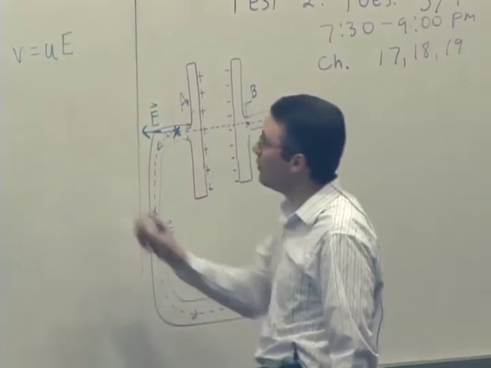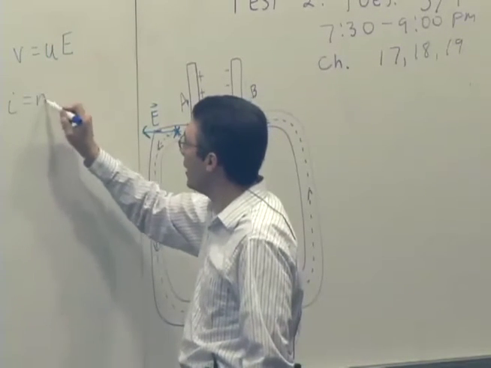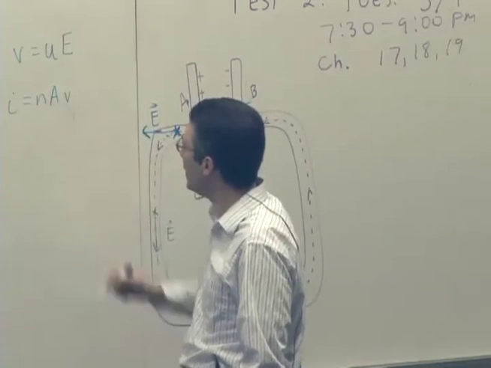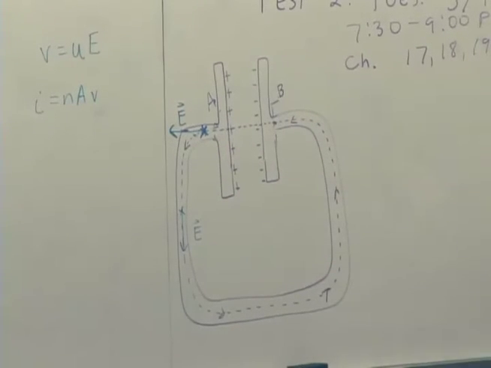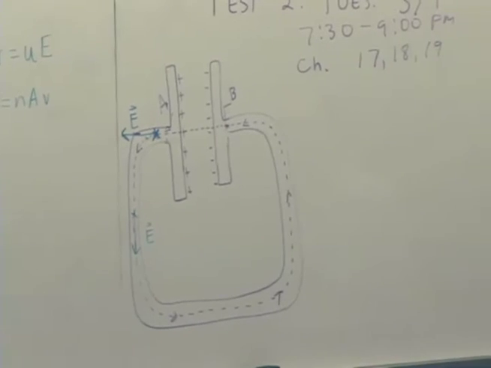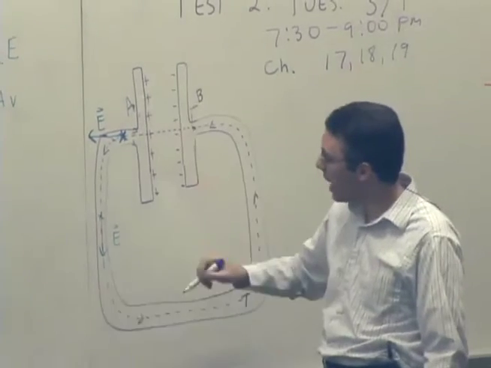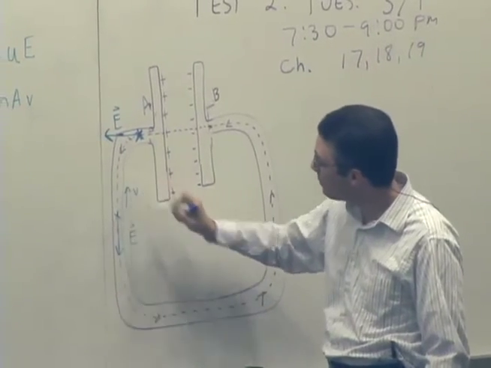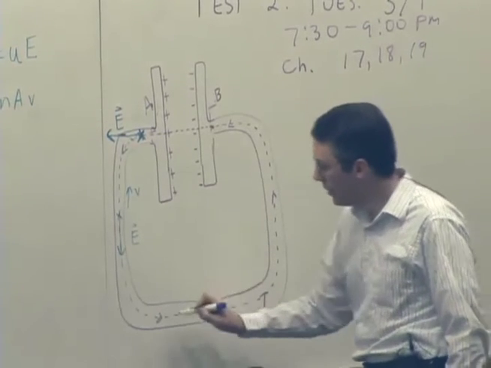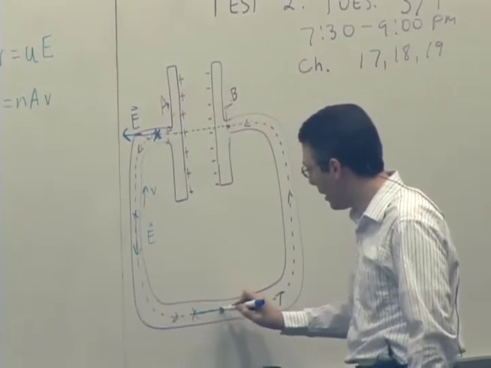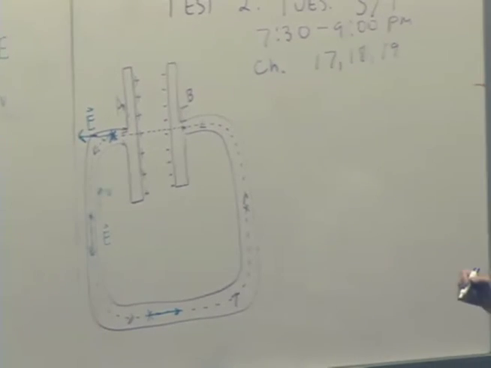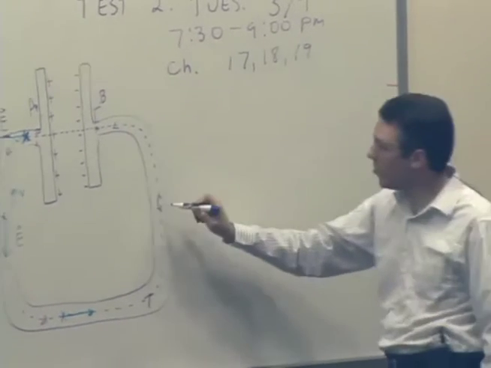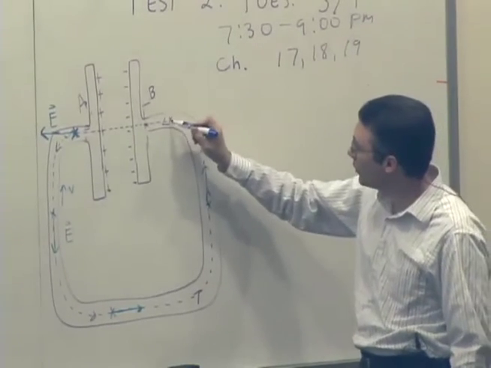mobility times the electric field, then that the current is N times A times V. So the drift velocity is following along, going the path of the wire, and so the electric field is going to be opposite to that. Okay, V is actually pointing that way, right? And here we have the electric field pointing that way. Okay, here the electric field is going to be pointing up. Okay, here the electric field is pointing towards there.